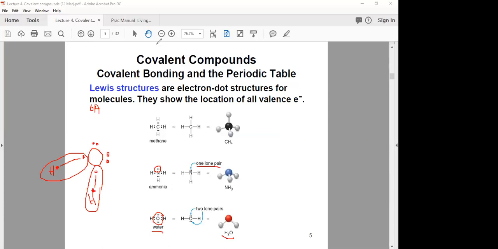How many lone pairs does a molecule of water have? Just 2. Yep, 2 lone pairs, correct. Here we go, let's look at them. So these 2 electrons and these 2 do not participate in the forming of covalent bonds. Okay, good.